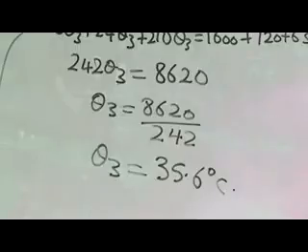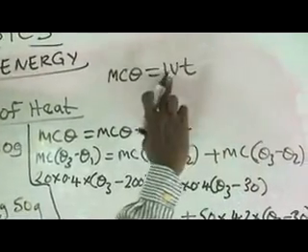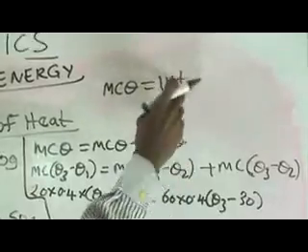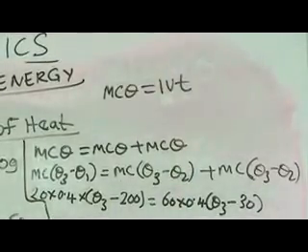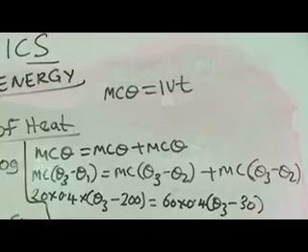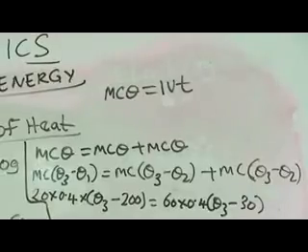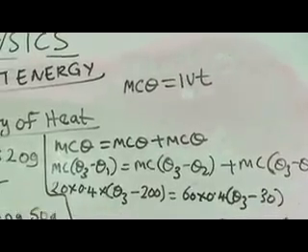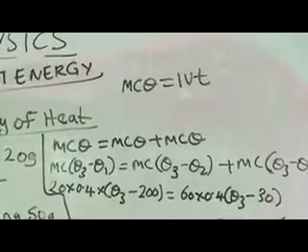For electrical heating, we have mcθ equal to IVT, where I is your current, V is your voltage, and T is your time. That is for electrical heating. Also, we know that the current is the same thing as voltage over resistance. So if you are not given the current, we can do that. When a substance changes from solid to gas, it is called sublimation. When it changes from gas to solid, it is also called sublimation.